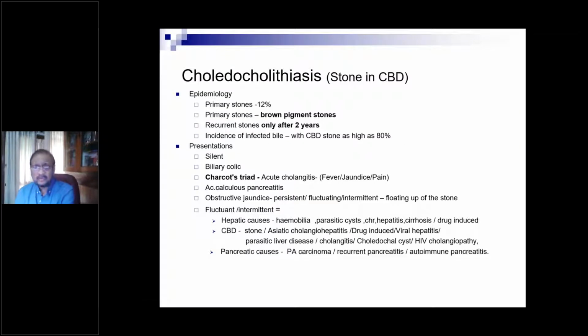Now, first talking about choledocholithiasis, stone in the common bile duct. If you look at the epidemiology, a primary stone is found in 12% of cases. That means you may or may not have a gallbladder stone, yet you find a CBD stone in 12% of cases. Now, we are talking about the primary stone. A secondary stone in the CBD is one, if you remember yesterday we were talking about the complications, a stone getting dislodged from the gallbladder and coming into the CBD, which is perhaps a more common scenario in a CBD stone.